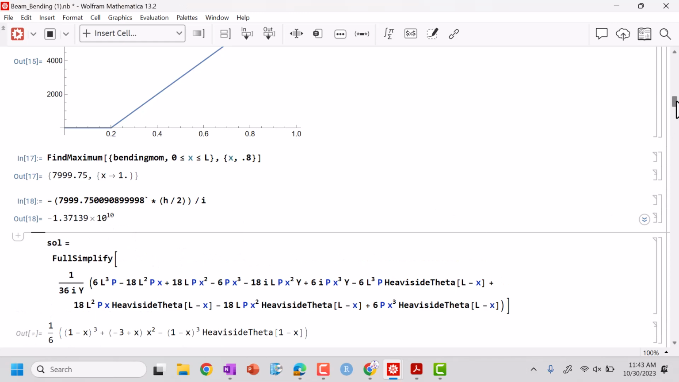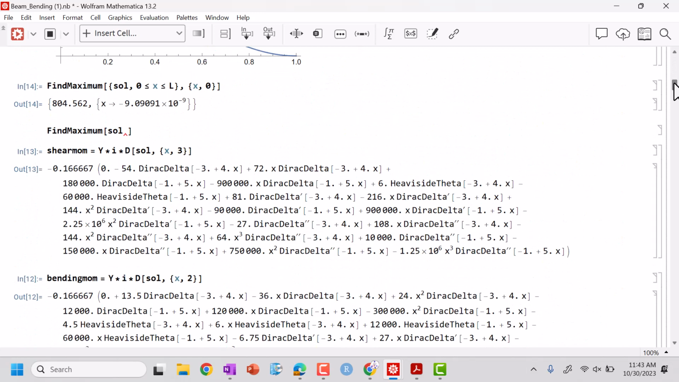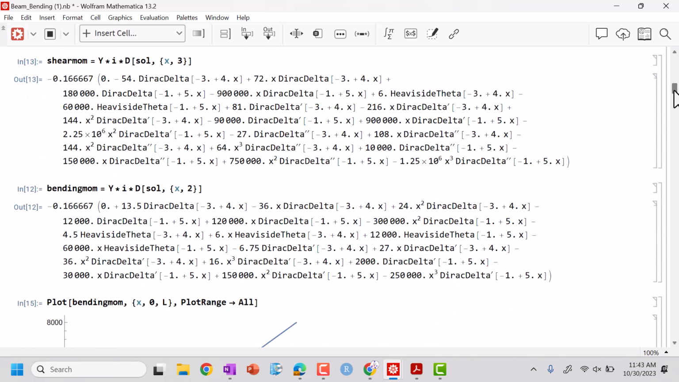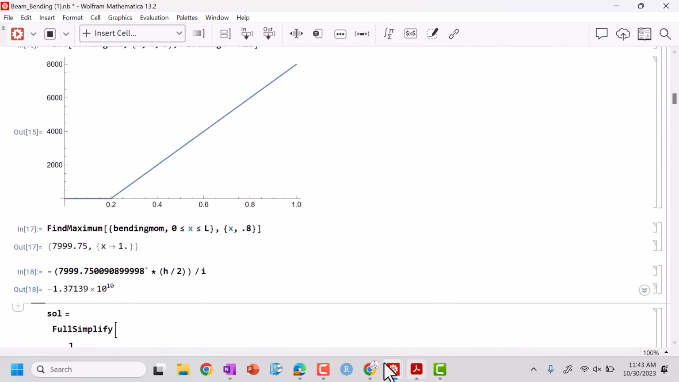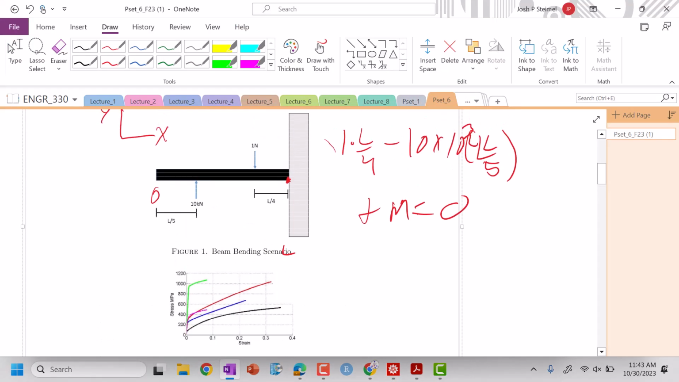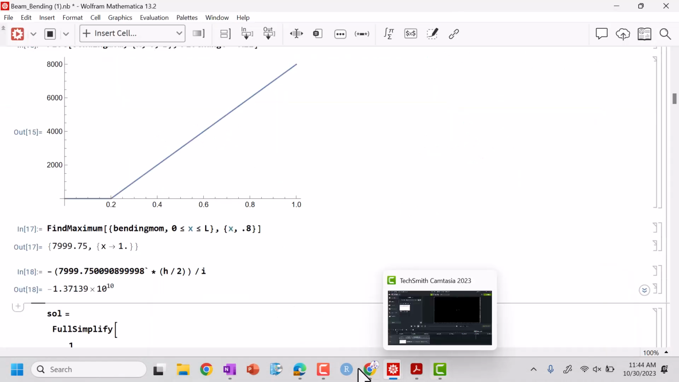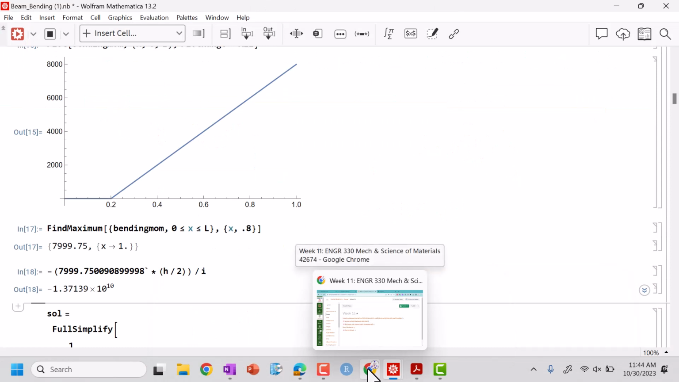So does this make sense? Let's look at our system. Does it make sense that our stress is negative? Looking back at our system, when we push this material up, the top should be in compression. That makes sense. That's our maximum stress. We see that that's 10 gigapascals.